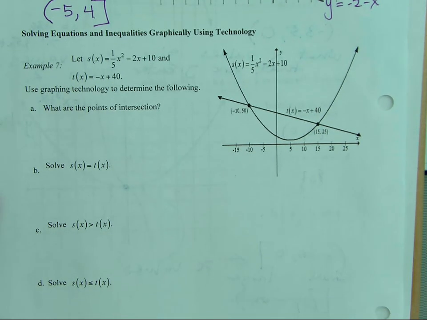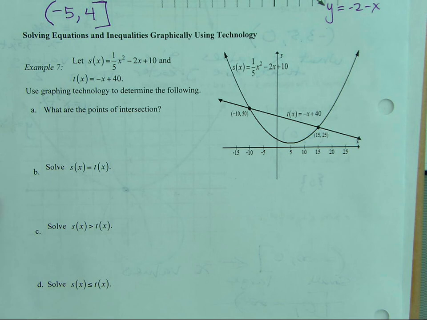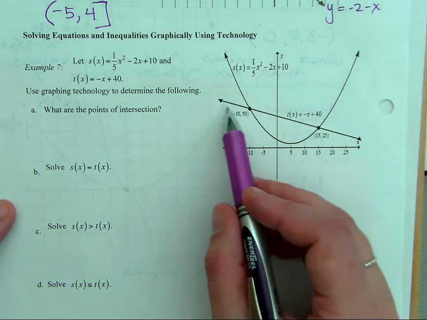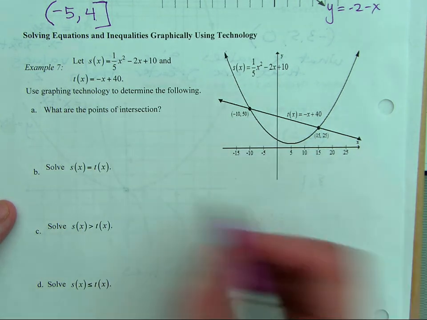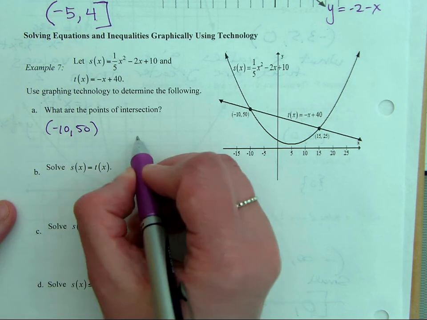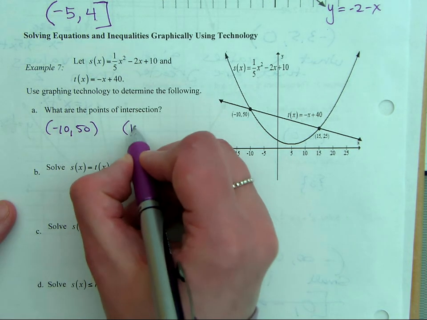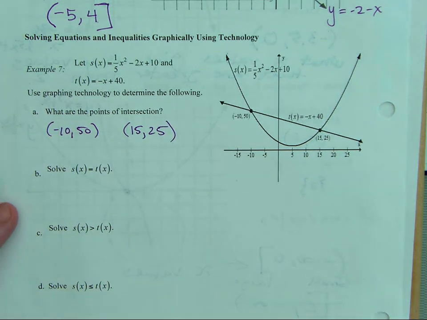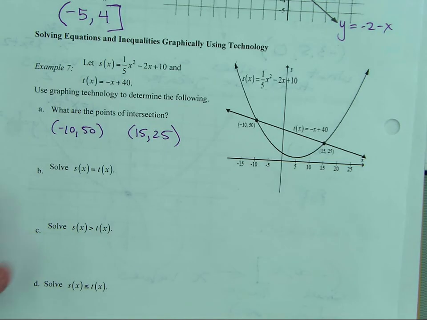So we want to first find the points of intersection. We have our parabola, here is s of x, and we have our line, t of x. The points of intersection are (-10, 50) and (15, 25). These are not intervals, right? They're ordered pairs.